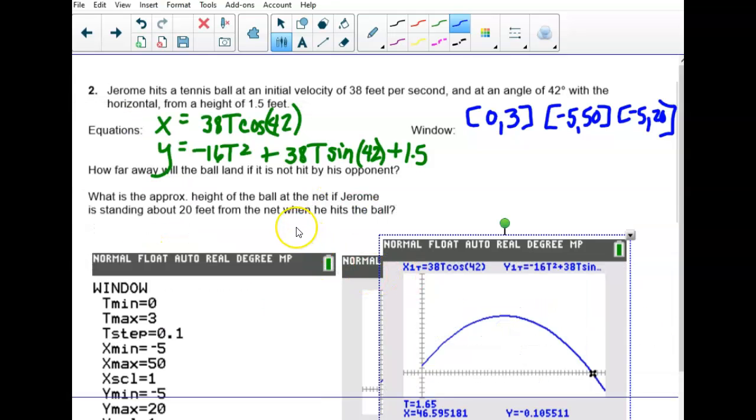And what was the question? How far away will it land if it's not hit? About 46.6. And if you got a slightly different answer, that's okay. Feet away.